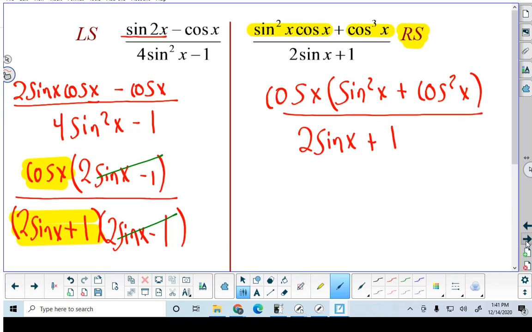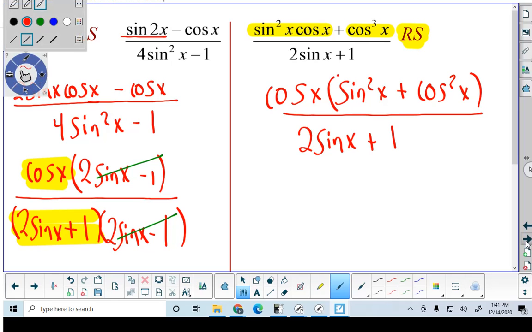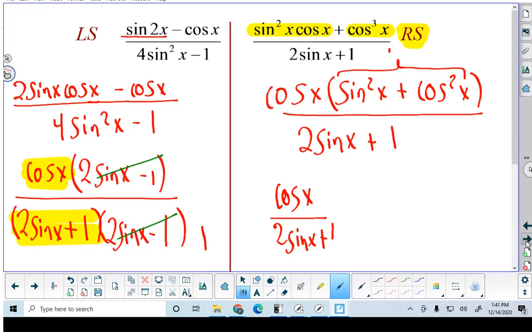So, yeah, that sine squared plus cos squared is equal to 1. This is the most famous identity. So what we're left with is cosine of x over 2 sine x plus 1. And you can say left side equals right side.